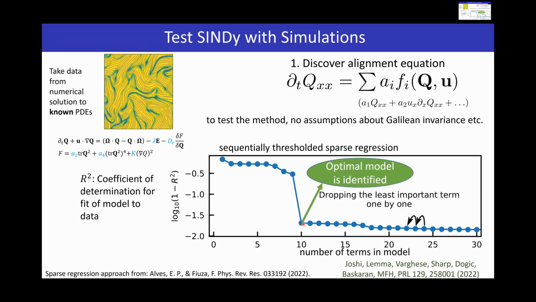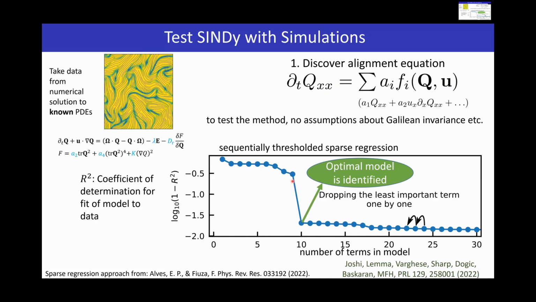That tells you that at this point, you're left with only the terms that significantly contribute to the physics of the system. And so those are the terms that constitute your optimal model. And indeed, when you do this for our simulation, it returns the equations that we put in. And just as importantly, it returns quantitatively accurate estimates of the coefficients that we put into the model as well. So it gives you the optimal model and the coefficients at the same time.